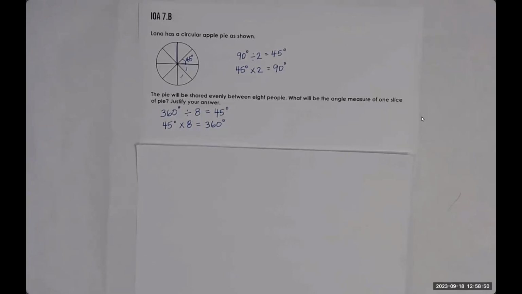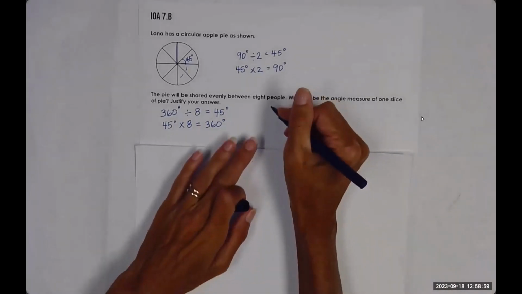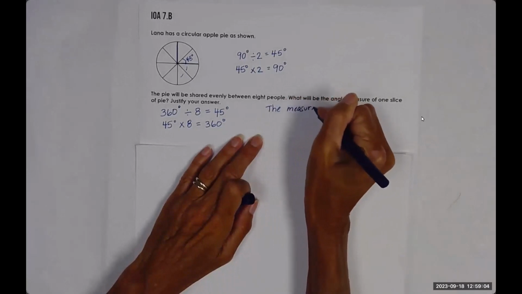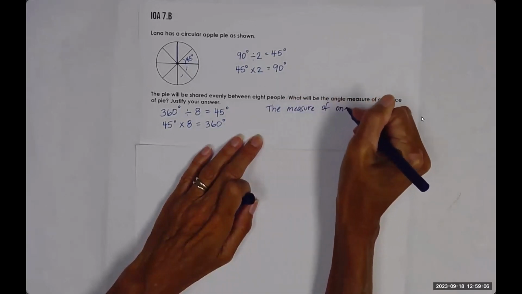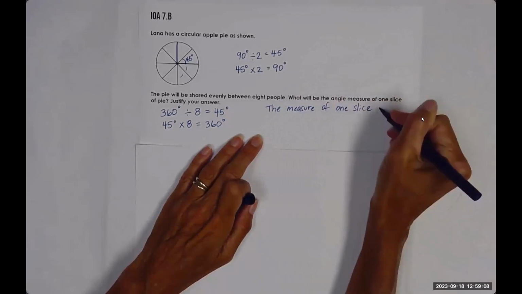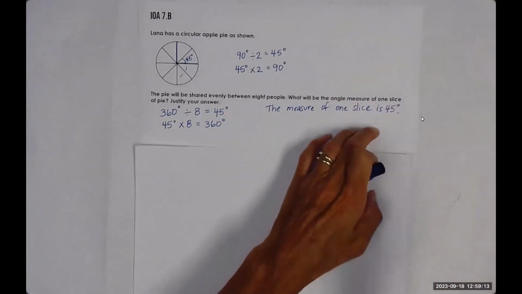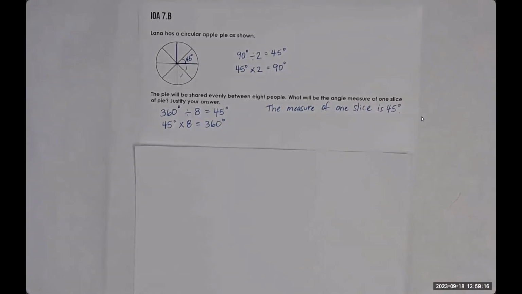So I could figure out all kinds of things with this pie problem once I figure out the measure of one angle. Okay. But the measure of one slice of pie is 45 degrees. And I know that because I figured it out using division. 360 degrees divided by 8 equal fractional pieces is 45 degrees.